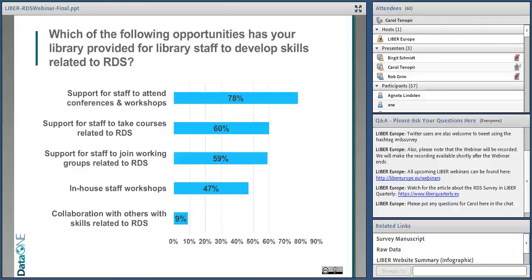Support for staff to join working groups is also common, and again, LIBER has a working group on research data services, and this is an important way to talk to others who are involved in research data services and form collaborations. A smaller number provide in-house staff workshops, and again, this is something that might be done in a collaborative way. When we asked about collaborating with others outside the library community to develop skills, that's a much smaller percent. So it's really the library professional community, the organizations that are being turned to the most for developing RDS services.